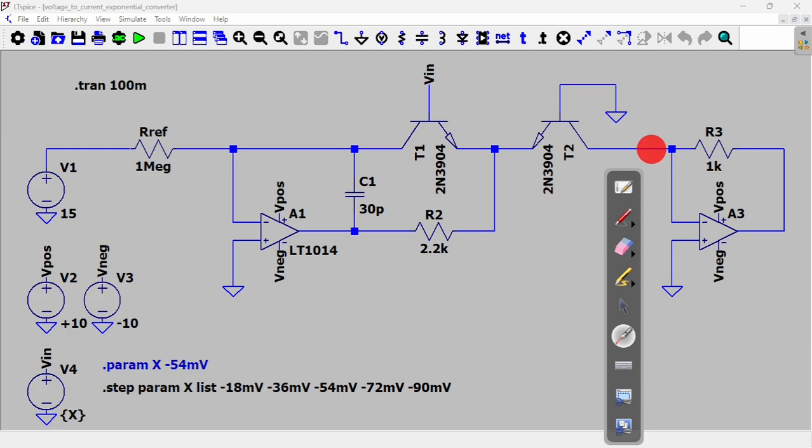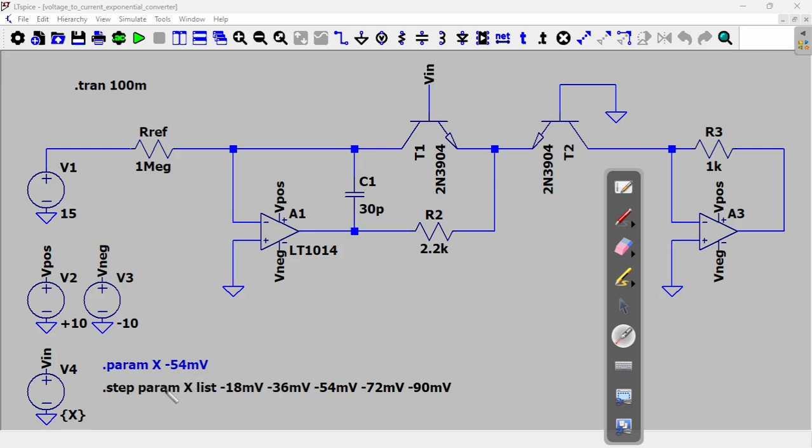So the output is actually the current in there, or if you prefer the voltage here. I mean, they are both proportional, so you can have a look at any of them to see the effect of changing the X. What is X? Oh yeah, that's my V in. So this is the control voltage, that 18 millivolt business here. It's at the base of that first transistor, T1.